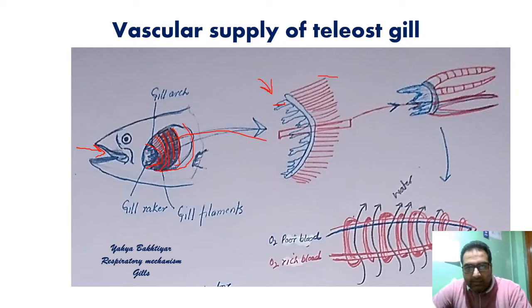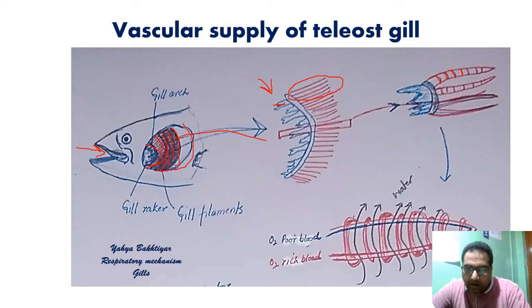And these are the gill filaments, which we call the primary gill lamellae. This is a little more enlarged view. These are the creases on the gill filament. These are the secondary gill lamellae. Again it is enlarged here, and I am going to show you.